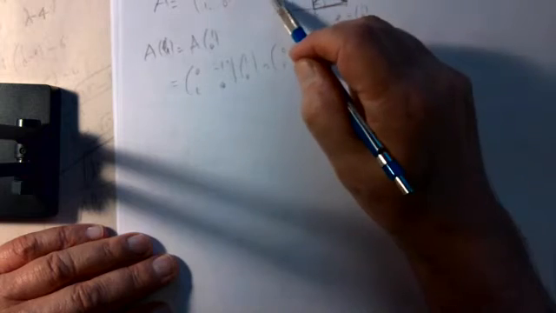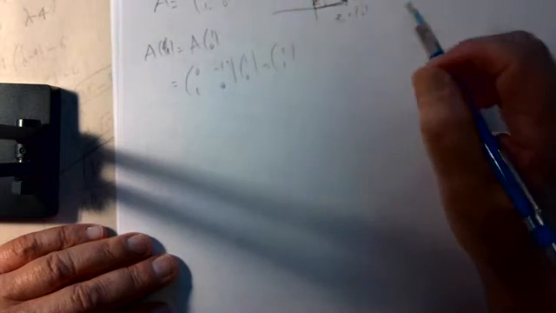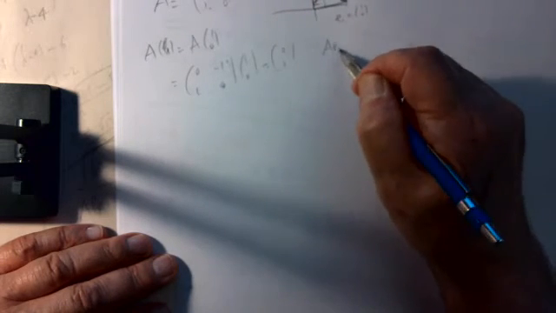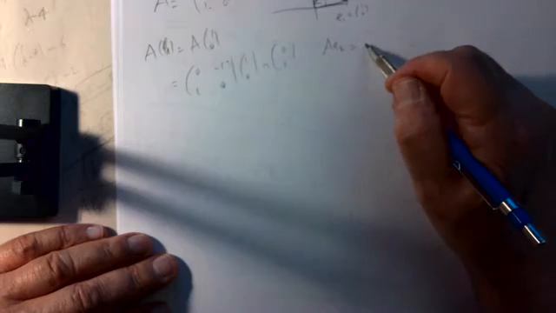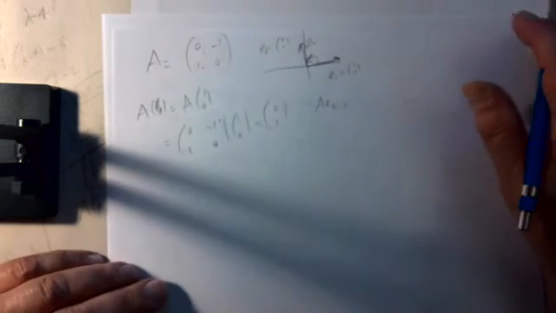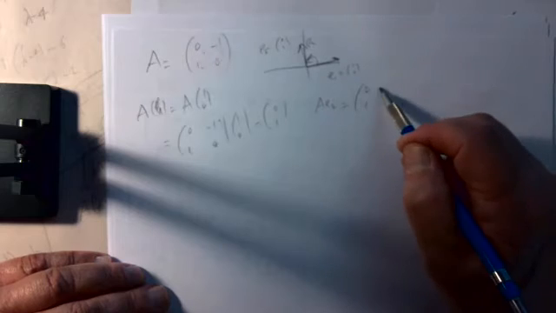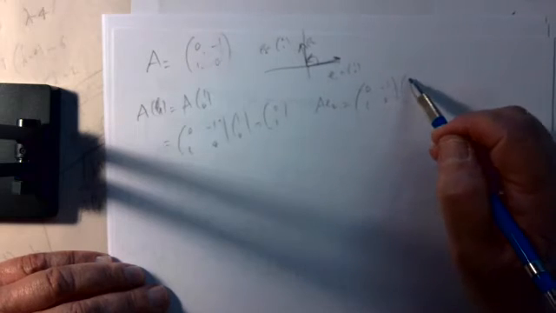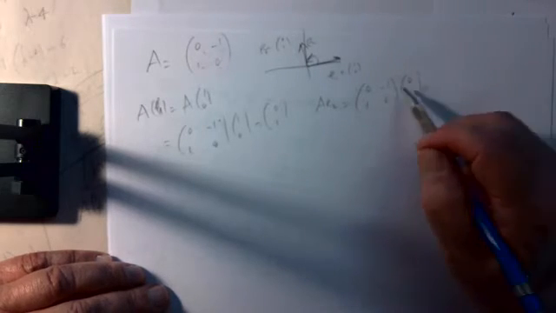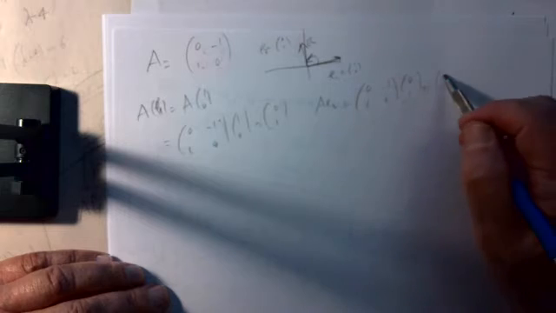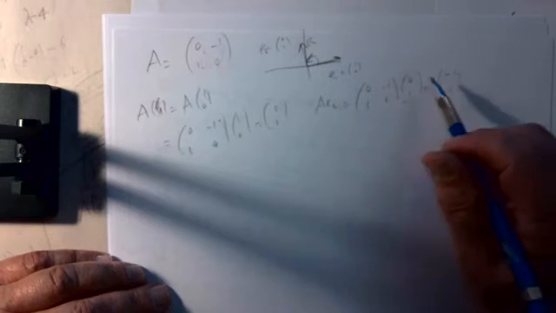E2 is the vector 0, 1. What is A of E2? Here's my matrix. Applying it to E2, which is 0, 1, I get minus 1, 0.